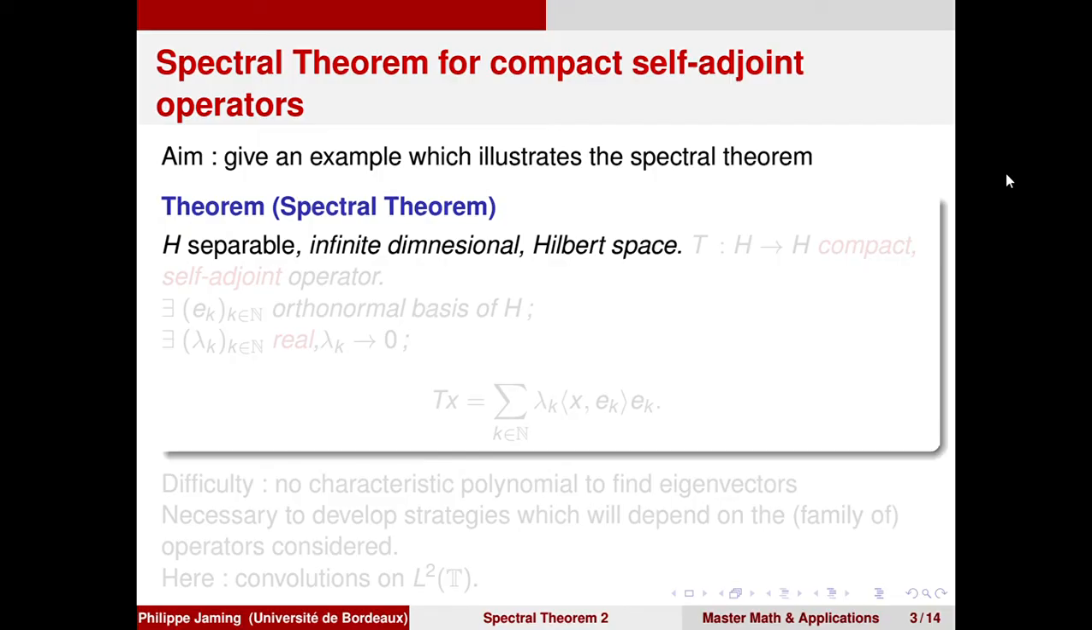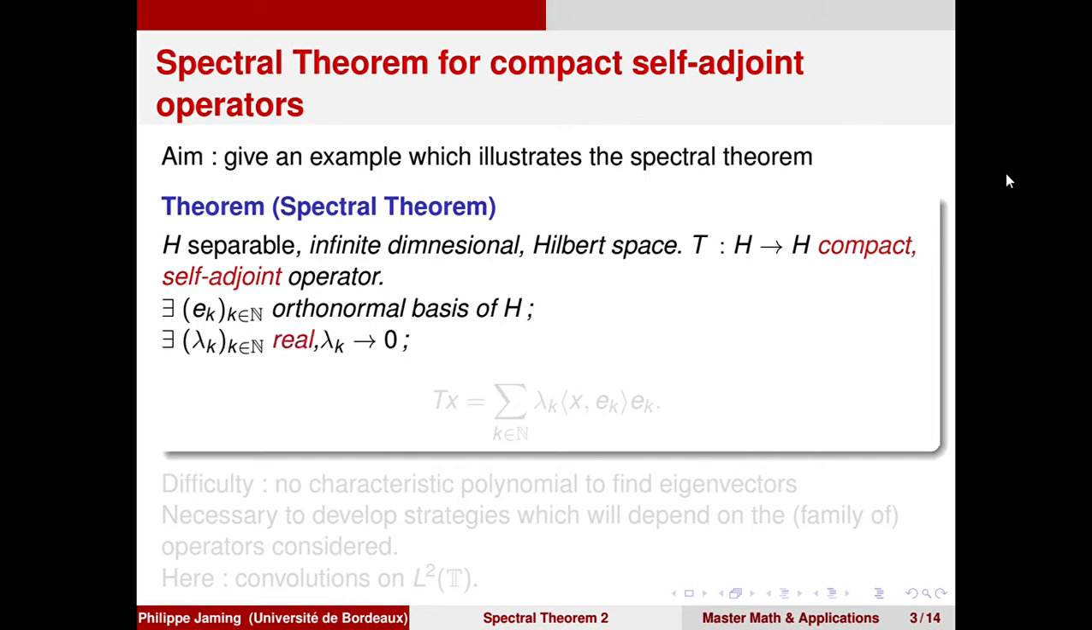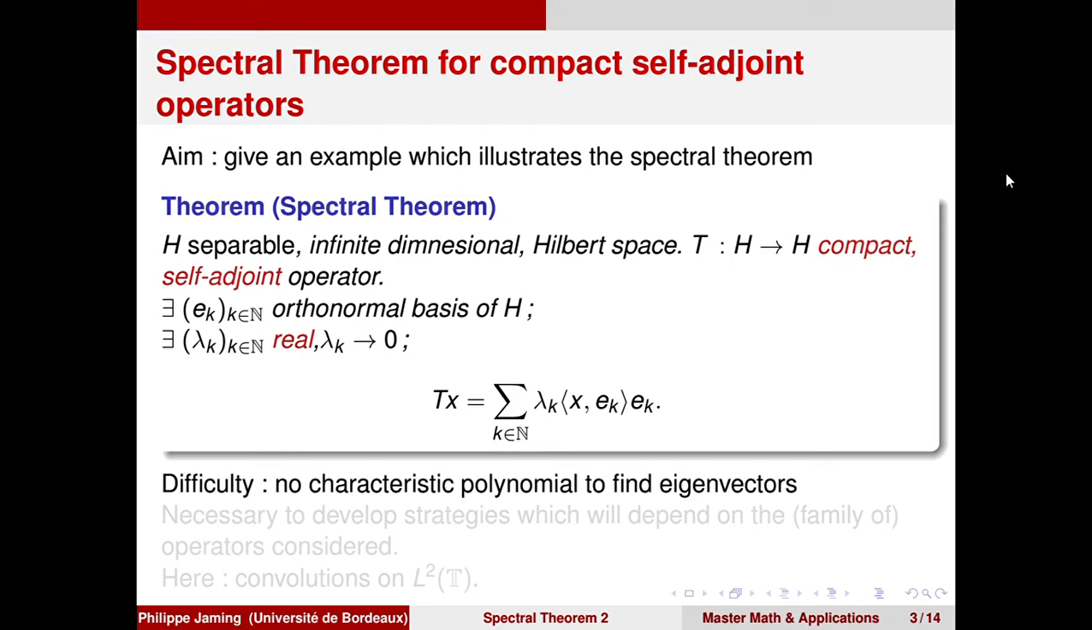Our aim is to illustrate the spectral theorem, where we start with a separable Hilbert space that is infinite dimensional, and an operator T from H to H, which is compact and self-adjoint. The conclusion is that there exists an orthonormal basis (e_k) of H and a real sequence (lambda_k) that goes to 0, such that Tx is the sum over k in N of lambda_k times the scalar product of x with e_k, times e_k. In other words, T is a diagonal operator in this basis.